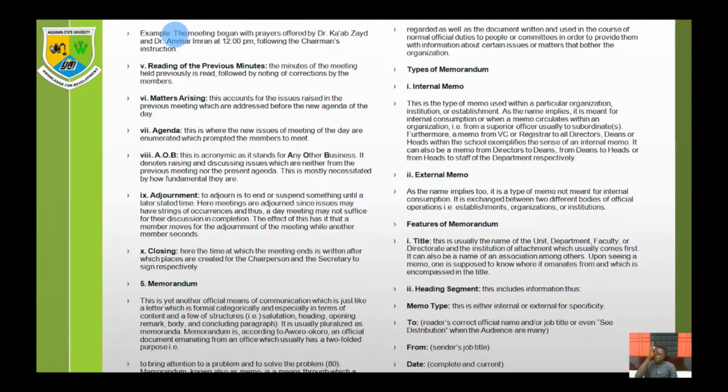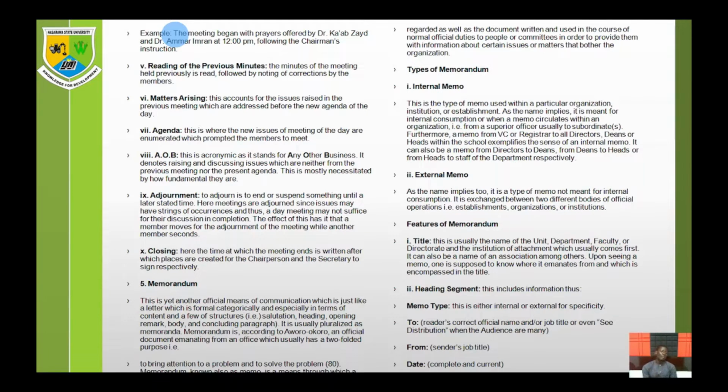If it is not the first minute to be taken or first meeting of its kind of a particular organization or institution, then there must be minutes that have been taken before this particular meeting you are in.